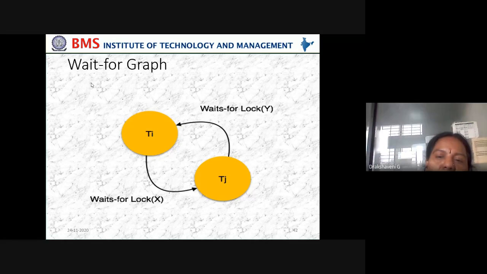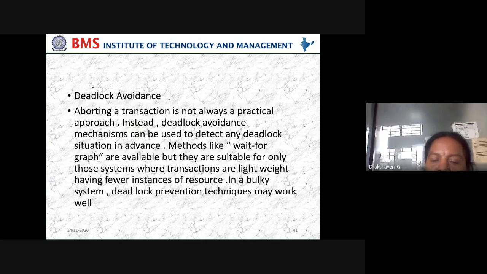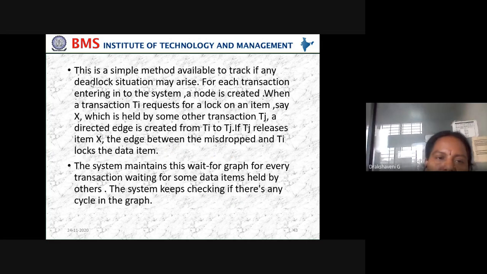Wait-for graph. Wait for the lock. So Ti is waiting for Tj to release the lock, and Tj is waiting for Ti to release the lock. So this wait-for graph will at least help avoid the deadlock. This is a simple method available to track if any deadlock situation may arise.